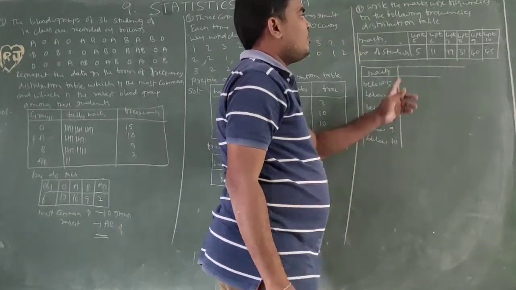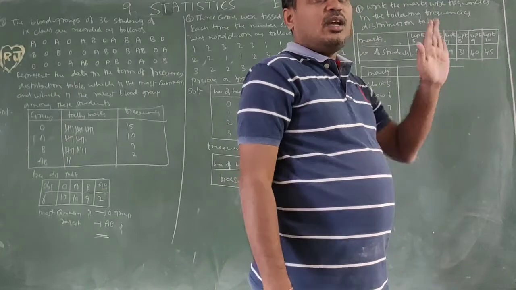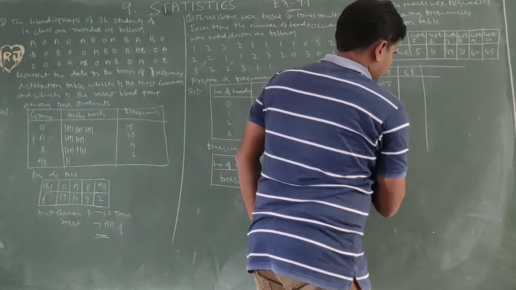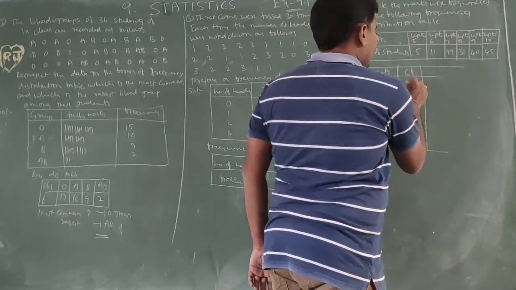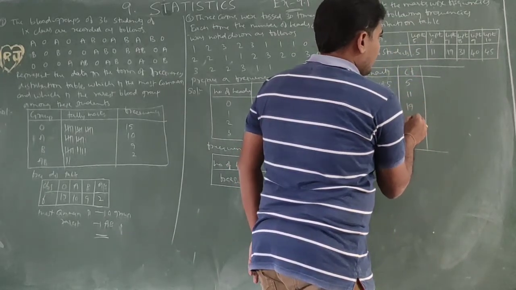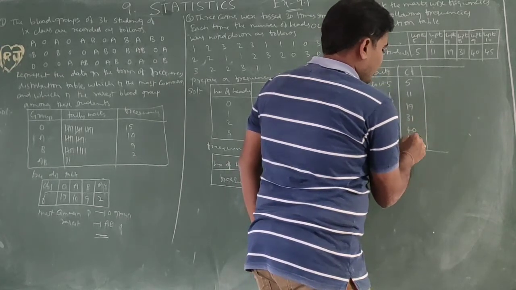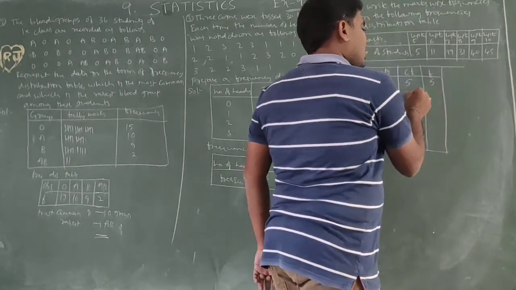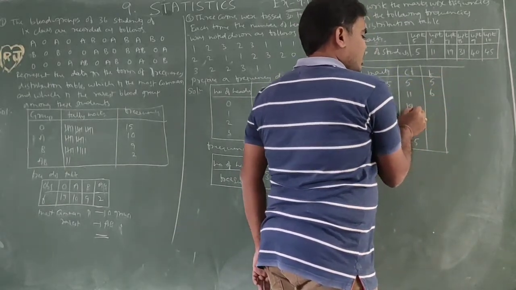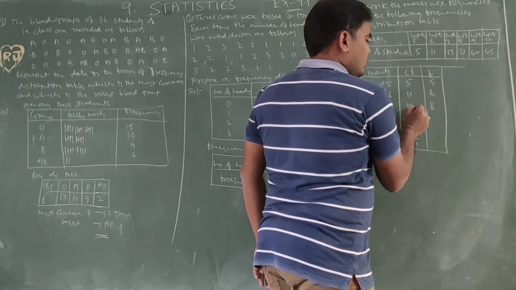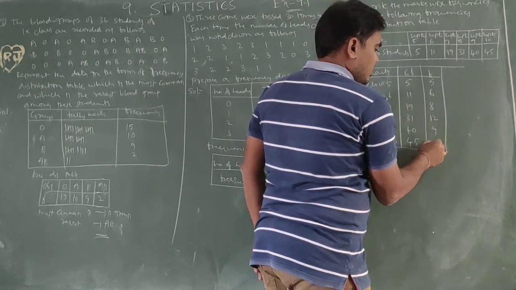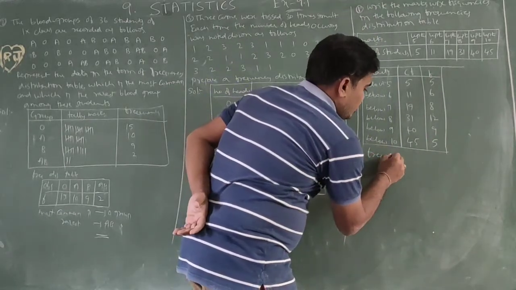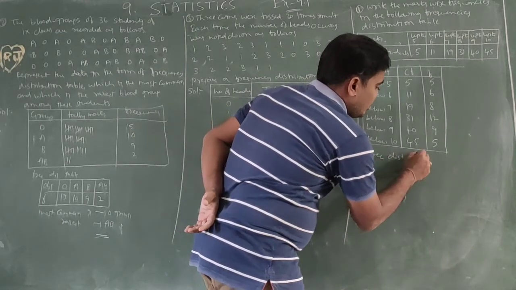So actually these are not frequencies, these are cumulative frequencies. Below 5, below 6 means up to 5 also. So cumulative frequencies are given: 5, 11, 19, 31, 40, 45. Frequency now. So first 5, 11 minus 5, 6, 19 minus 11, 8, 31 minus 19, 12. This is 9, this is 5. Now the frequency distribution table.